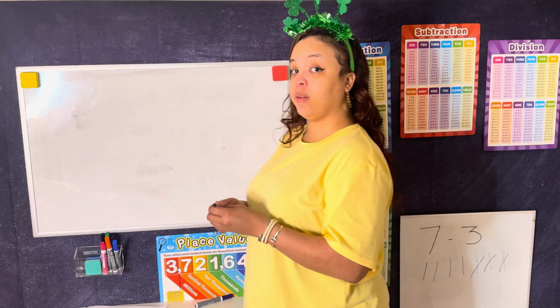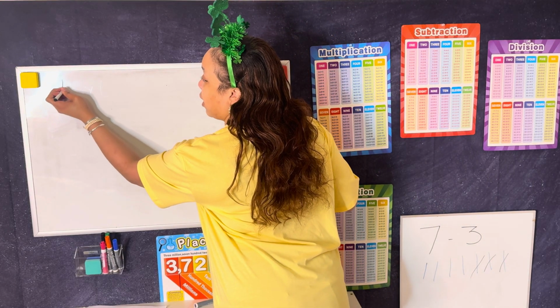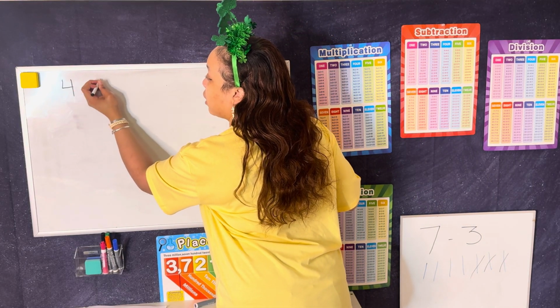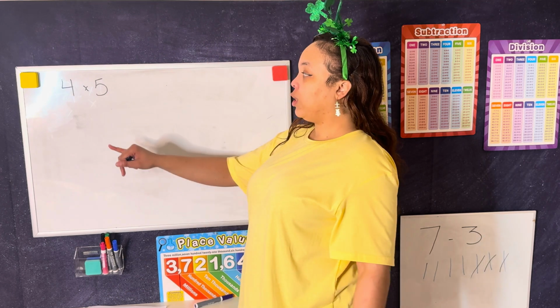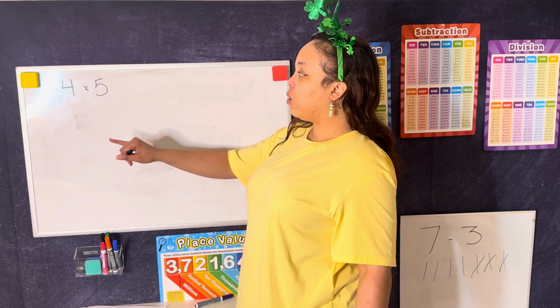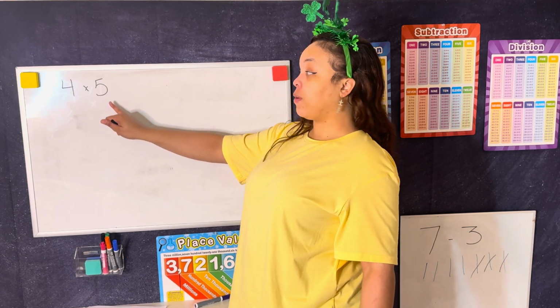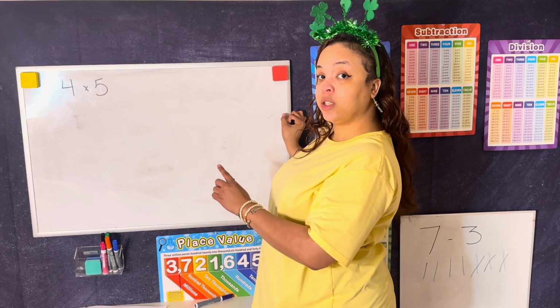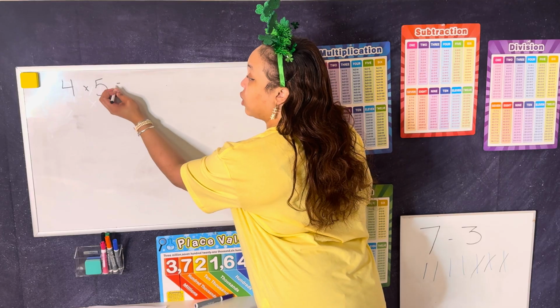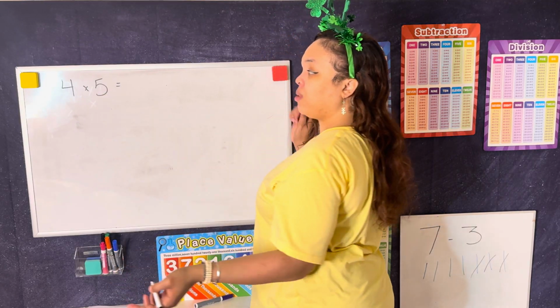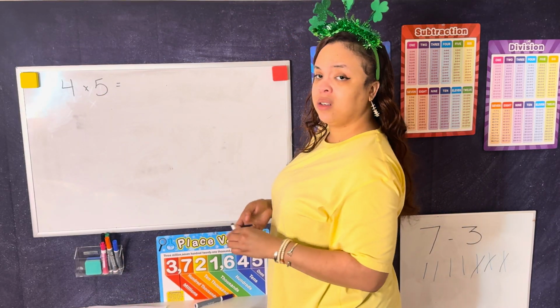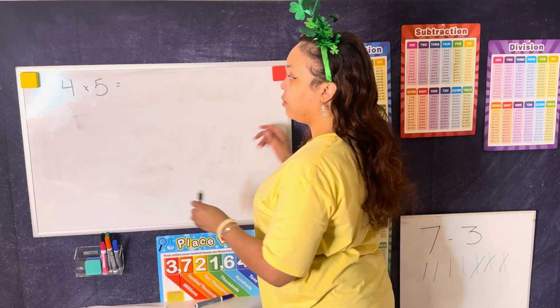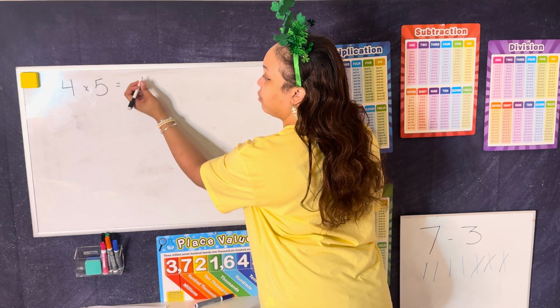Let's do 4 times 5, okay? We have 4 times 5. You can do 4 groups of 5 or 5 groups of 4. Now when I say that, you remember the circles I just wrote? So whichever one is quicker, easier for you. So 4 groups of 5.